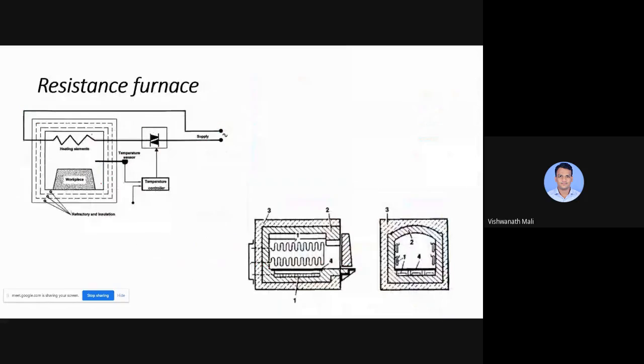Coming to the next, the resistance furnace, it is similar to the electric arc furnace. There we generate the arc, right? Here you can just see the setup. These are the crucibles, means firewalls, and this is the wire. Here we have the scrap.